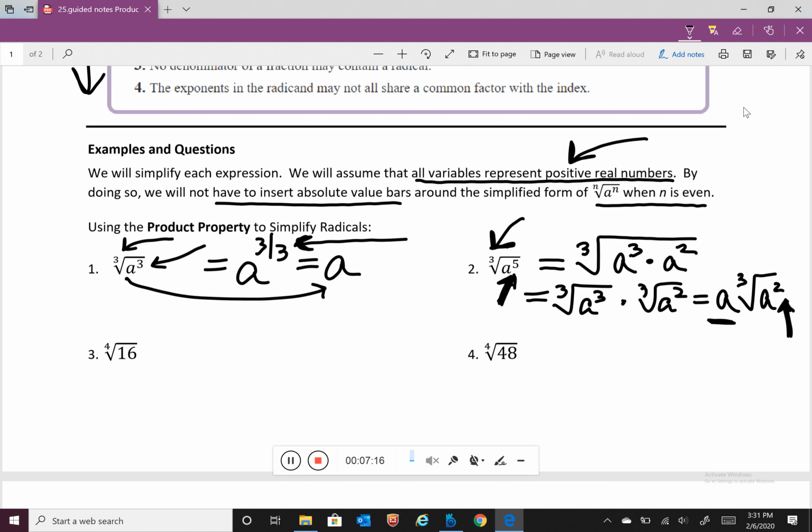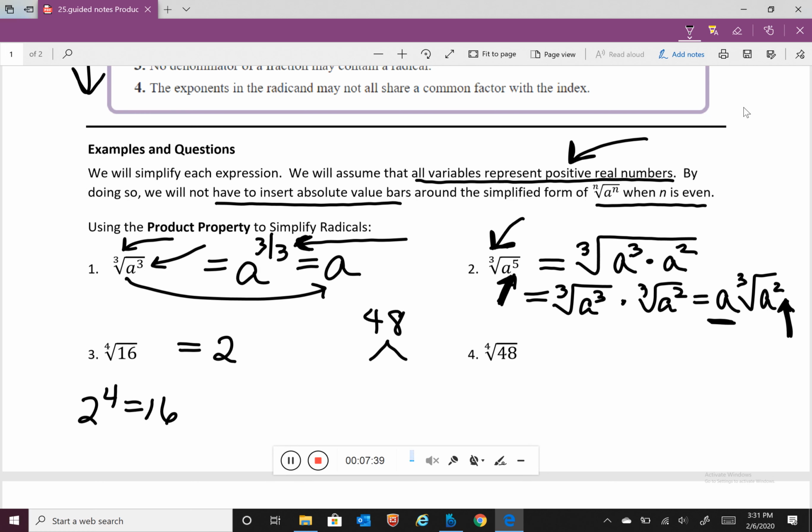So the next 2 examples pair together as well. We have the 4th root of 16. Now remember, 2 raised to the 4th power is 16, so that means the 4th root of 16 is 2. Done. But 48 is not a perfect 4th power, so we need to tear this apart.